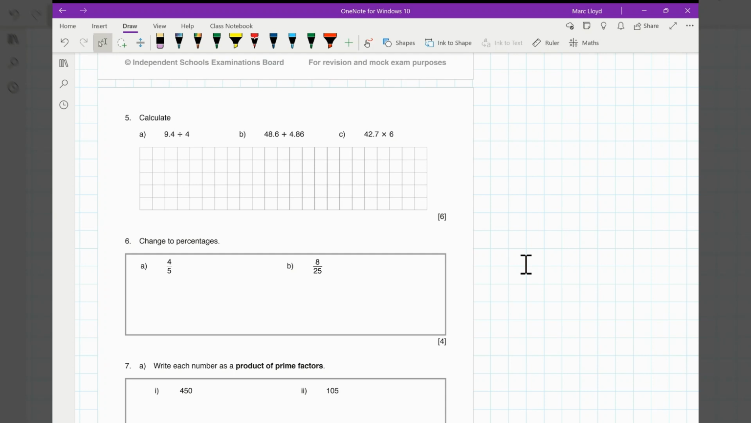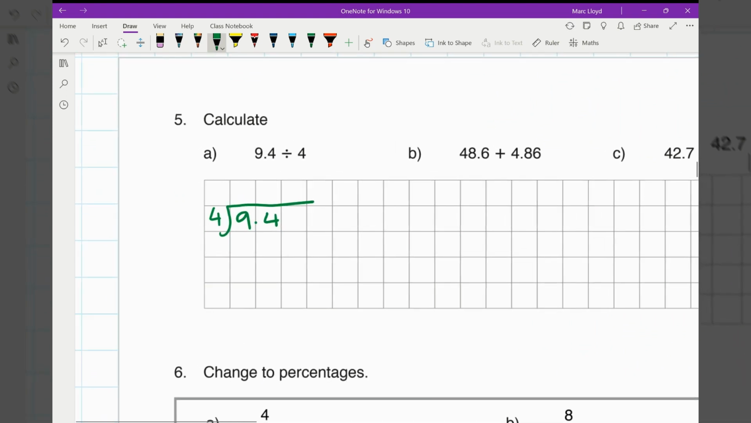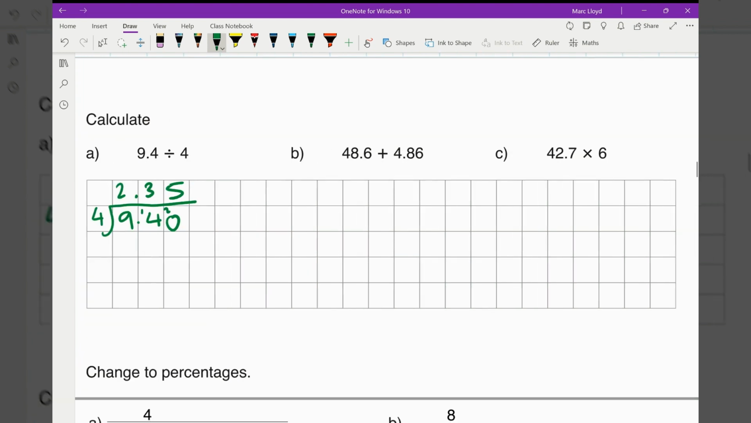So part A, 4's into 9.4. I'm going to zoom in because it's very important that you use these squares wisely. 4's into 9, going twice with a remainder of 1. 4's into 14, 4, 8, 12, 16's too big, so it goes in 3 times with the remainder of 2. So we add a 0 on at the end. 4's into 20, go in 5 times, so 2.35.